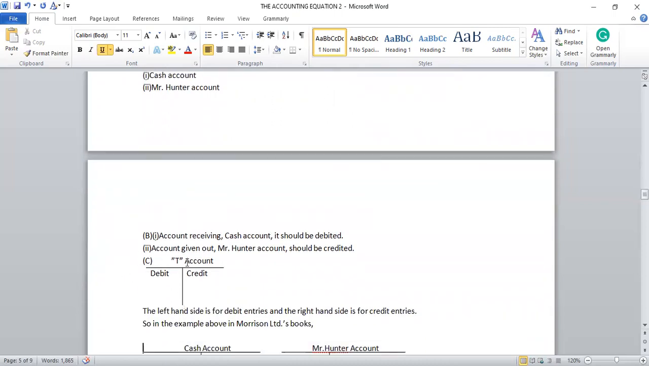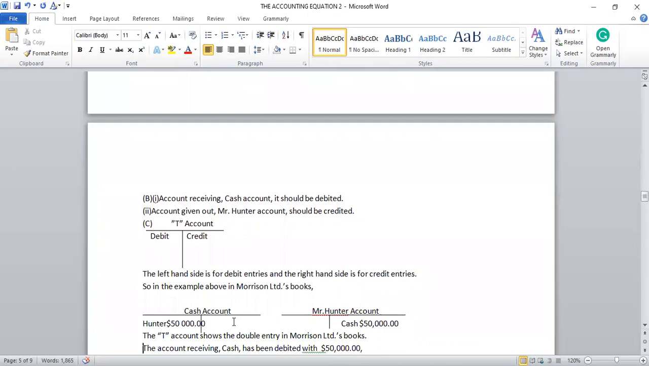The third step, the T account. The left-hand side is for debit entries and the right-hand side is for credit entries. So in the example above, in Morrison Limited books, the cash account, Hunter, $50,000. The corresponding entry can be found in Mr. Hunter's account. So Mr. Hunter's account, cash, $50,000. The corresponding entry can be found in the cash account.